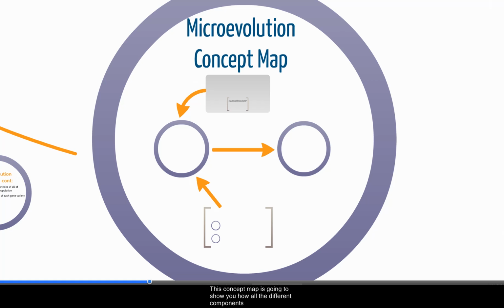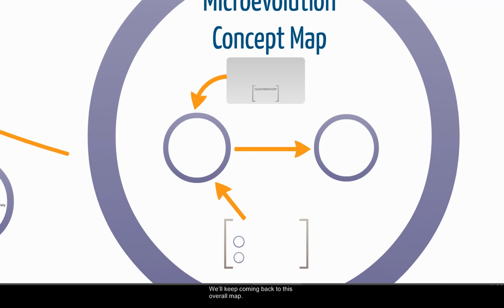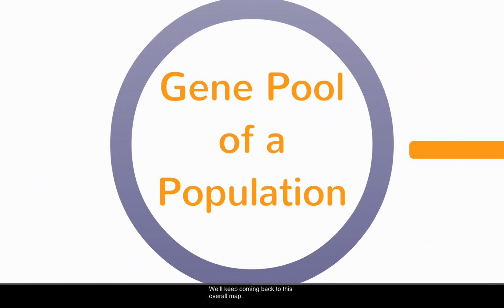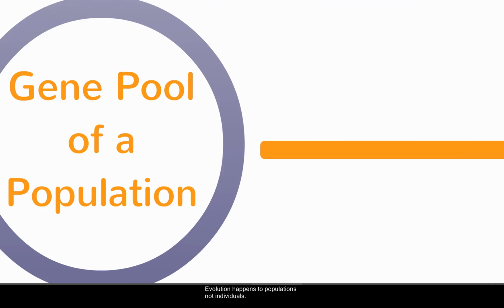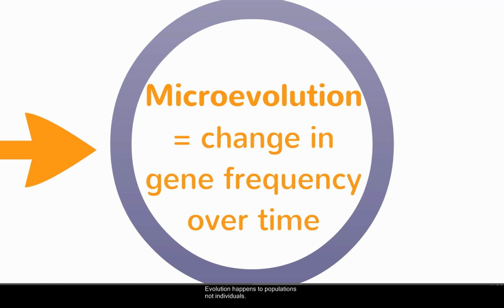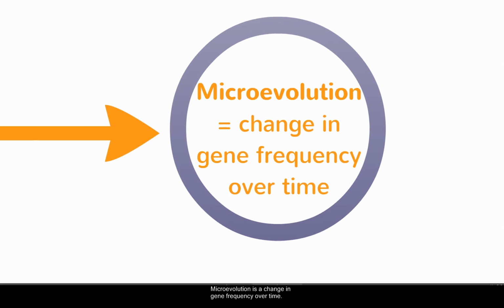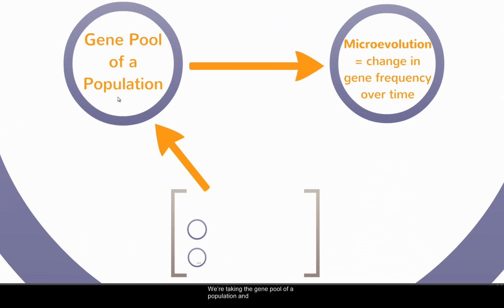So this concept map is going to show you how all the different components of microevolution work together, and we'll go and talk about each one of these in detail, but we'll keep coming back to this overall map. What we need to start off with is a gene pool of a population. Evolution happens to populations, not individuals. Microevolution is a change in gene frequency over time. So we're taking the gene pool of a population and it's shifting in those percentages over time.